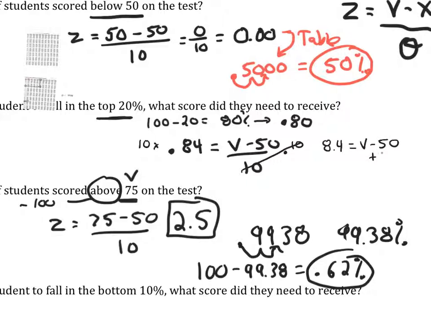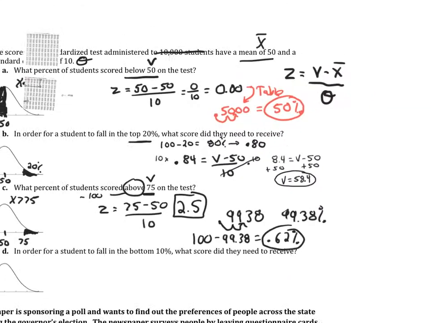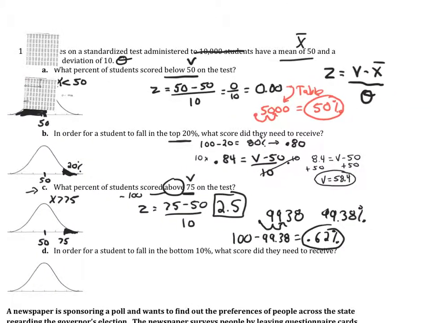Now it's a one-step equation. We just have to add 50 to both sides. We get our final answer to be v equals 58.4. And that makes sense when you look at the chart that if you score a 58.4, you're going to be in the top 20% of students.